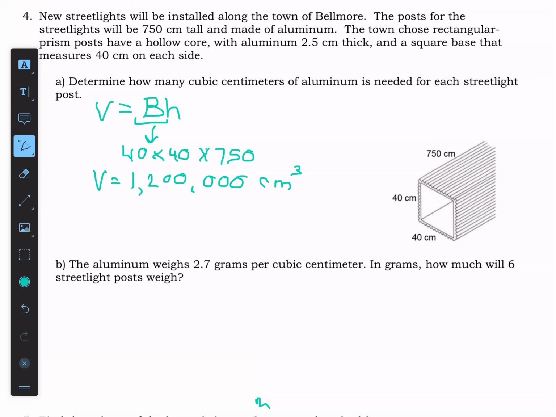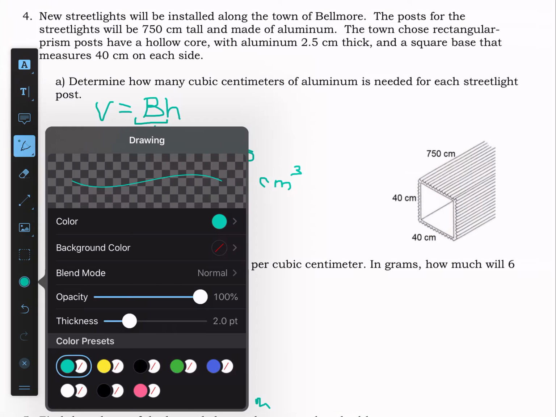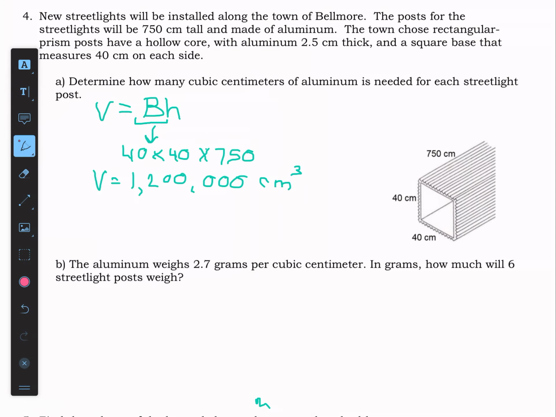So the volume is 1,200,000. I know that seems big, but just keep in mind the units here are centimeters. So that's why it's going to end up being big numbers. So this is centimeters cubed.